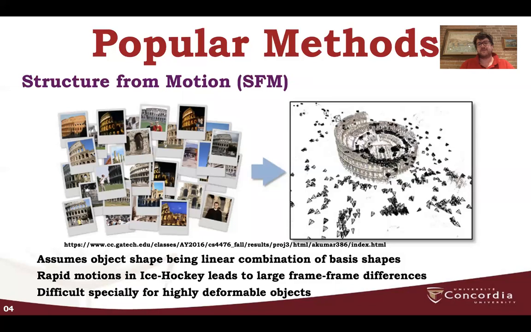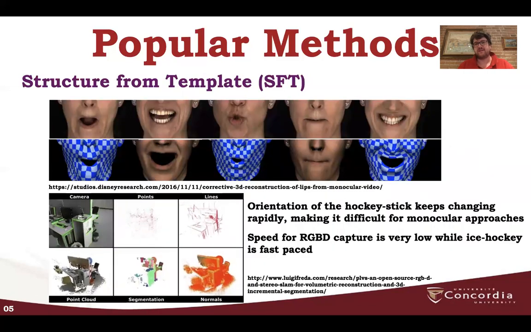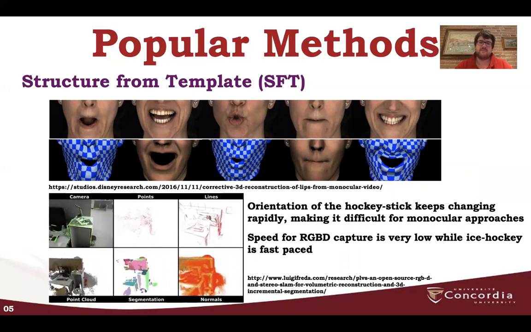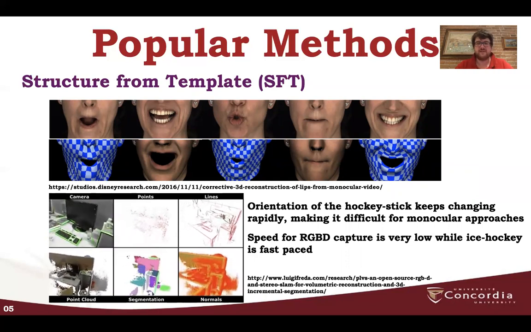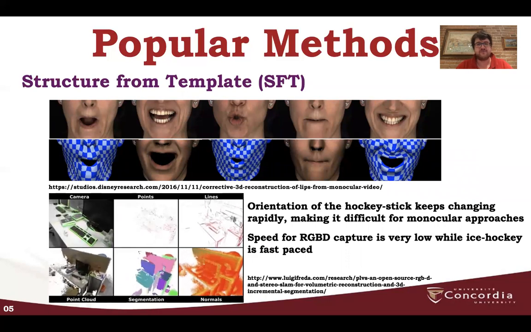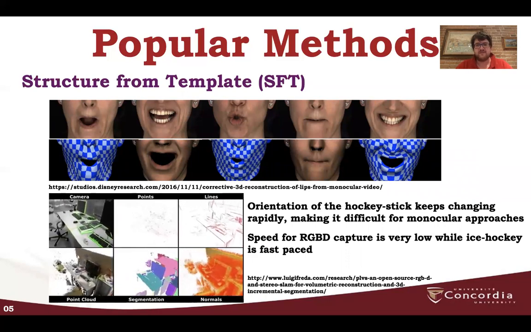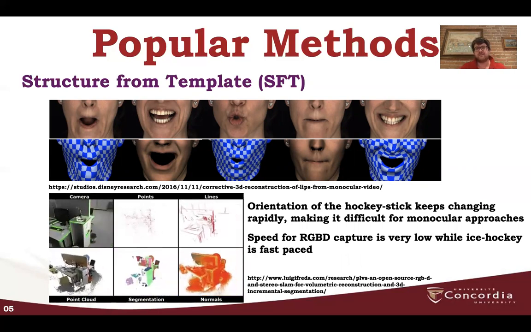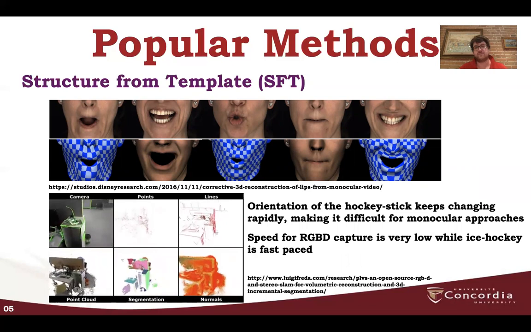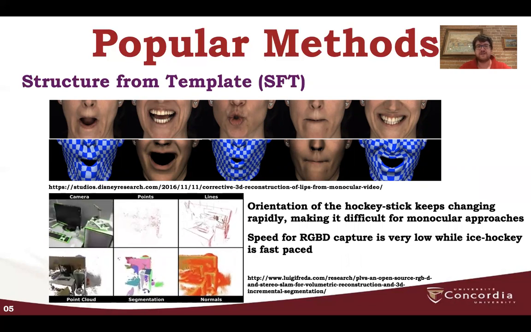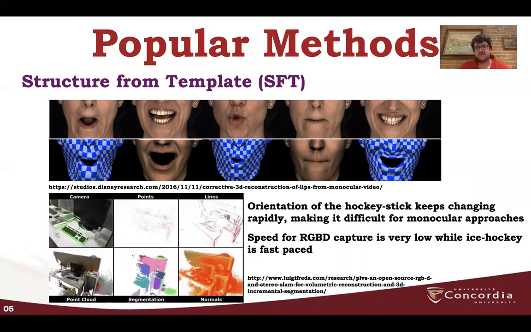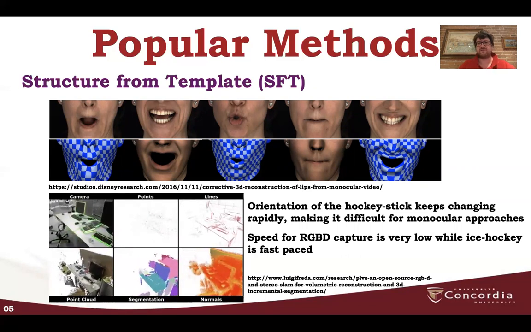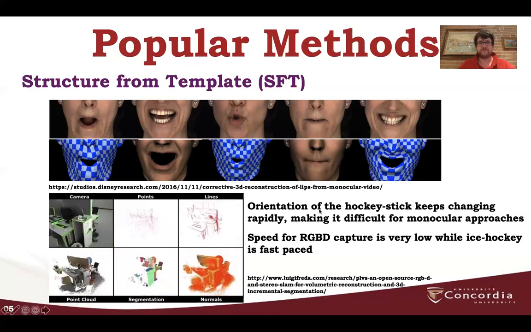For that, one can use templates, and templates have been used in the past for this kind of reconstruction. Some previous methods use RGBD cameras. Unfortunately, they are very slow. The hockey stick shots are very fast in comparison, so they cannot capture correctly. The second problem is that the orientation of the hockey stick keeps changing rapidly, and this makes it difficult for some of the monocular approaches that we have seen.